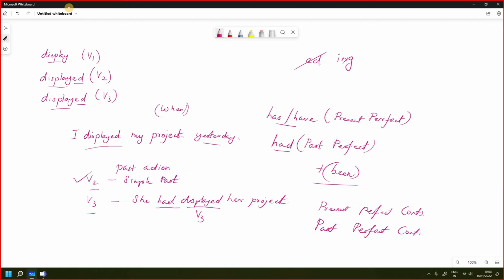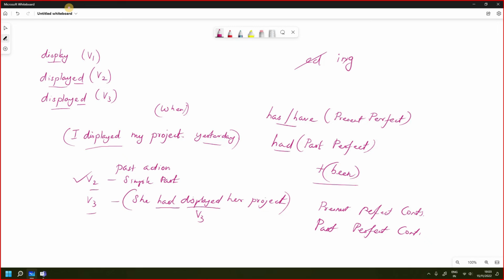Okay. So if you look at this one, see, the first example is I displayed my project yesterday. Now I will say that this is a simple past tense, sir. And now if I want to convert that sentence into a past perfect tense, then I will have to write like this. She had displayed her project. Now you can ask me, sir, here we are getting to know when this happened.